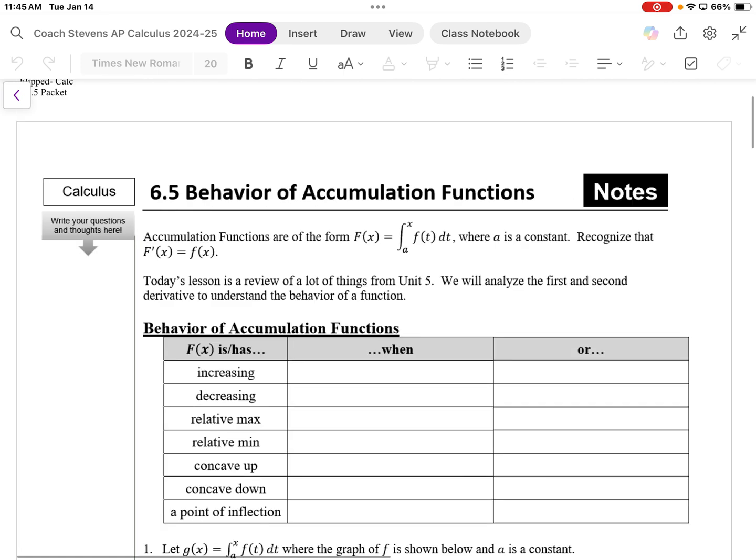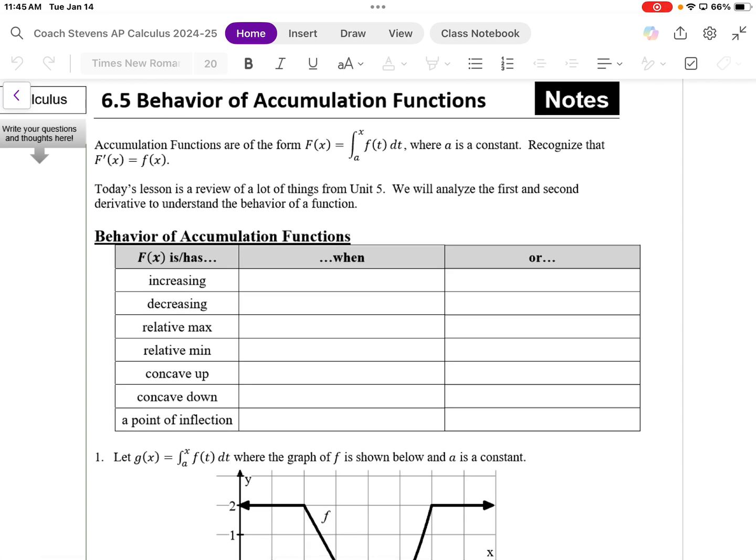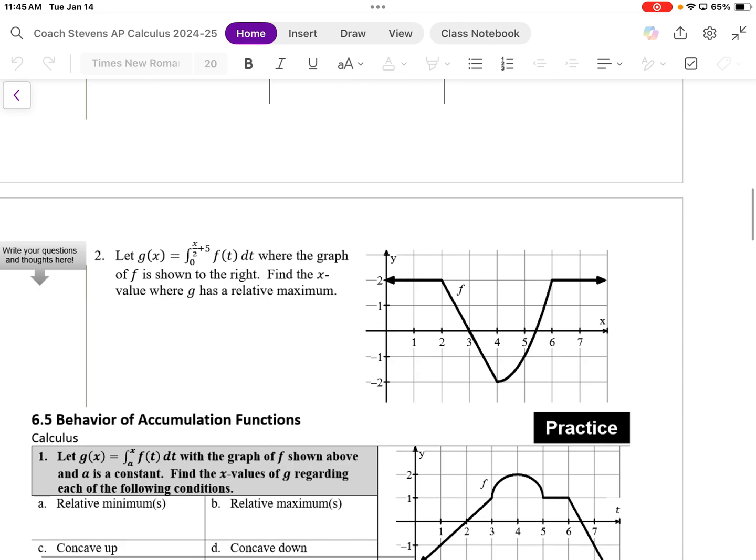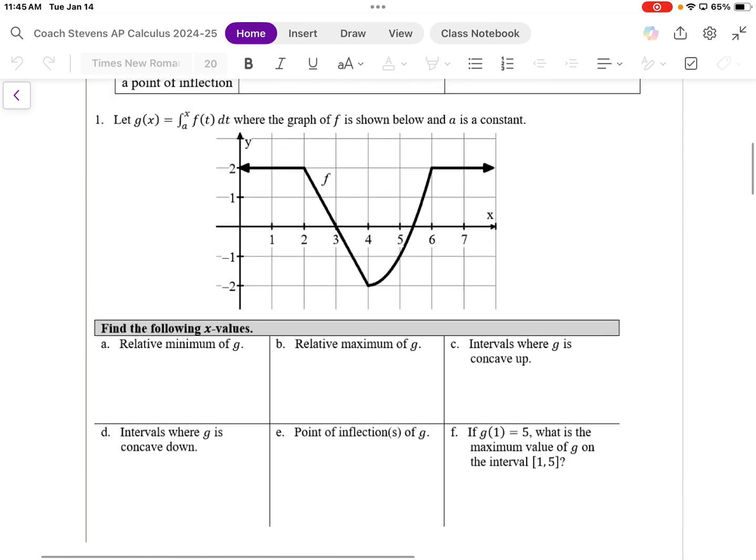So today we get to talk about the behavior of accumulation functions. So when is it increasing? When is it decreasing? We get to talk about concavities and so forth. As we look at our accumulation functions, how can we look at a graph and tell where certain things are occurring? So where is the max? Where is the min? Where is it concave up? So again, quick little bit of notes. It's not much, just this first page and part of another one. It goes pretty quick there.